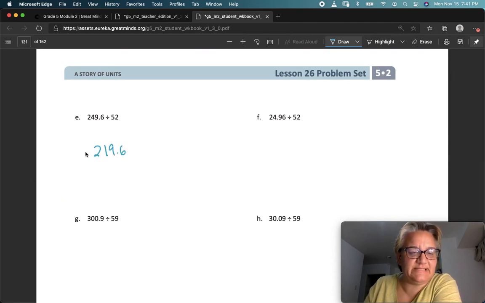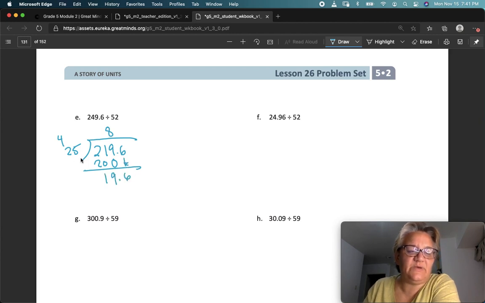249 and 6 tenths divided by 25. Well, 25 will go into 200 8 times. So 8 times 25 is 200. Then I have 19 left over. Bring down my 6 tenths. 25 will go into 196 tenths 7 times. 7 times 5 is 35. Carry the 3. 7 times 2 is 14 plus 3 is 17. And now I have 21.